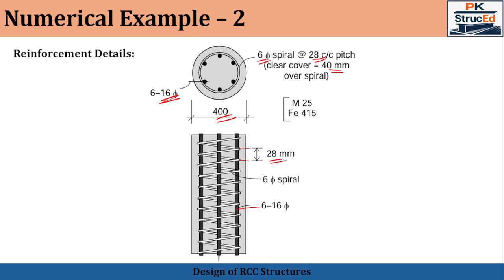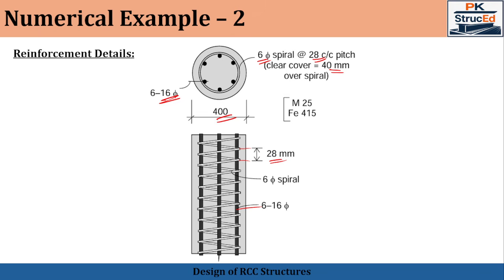So to conclude today's lecture, we have classified the columns based on different conditions, and regarding the slenderness ratio, if the slenderness ratio is less than 12, the column will be designed as a short column, and if it is more than 12, it will be designed as a long column. And a column will be subjected to 3 types of loading: one is axially loaded, the second is uniaxial bending, and the third is biaxial bending. Today's lecture covered the axially loaded column.